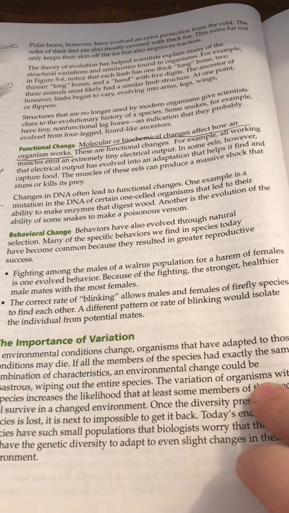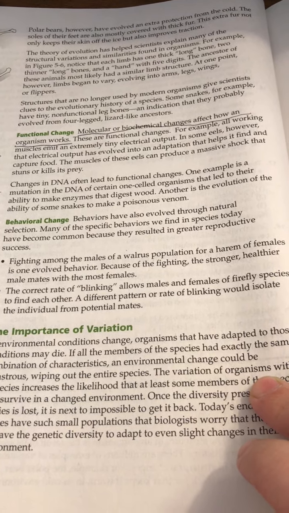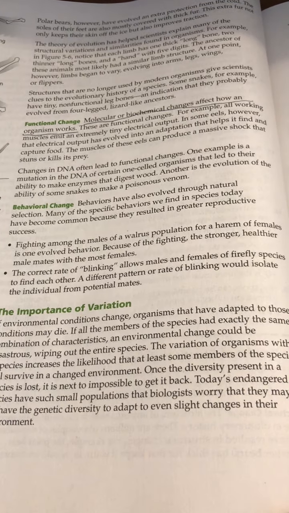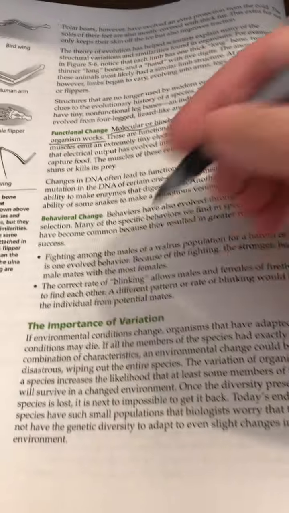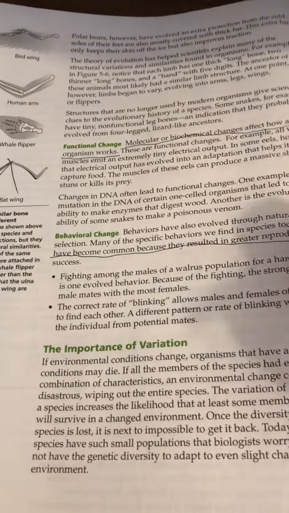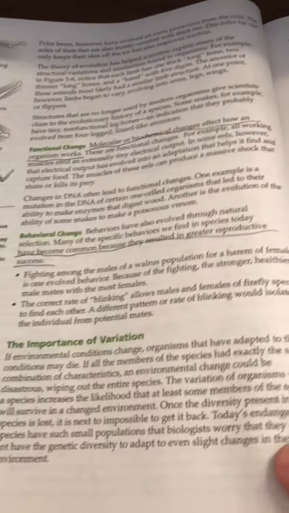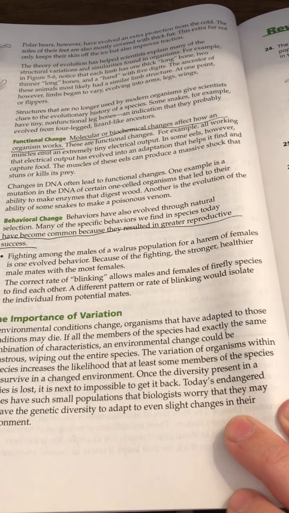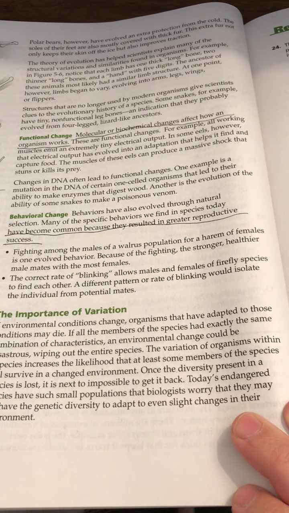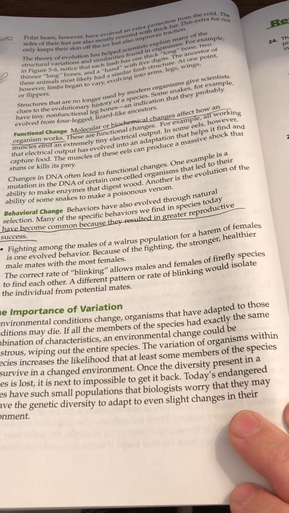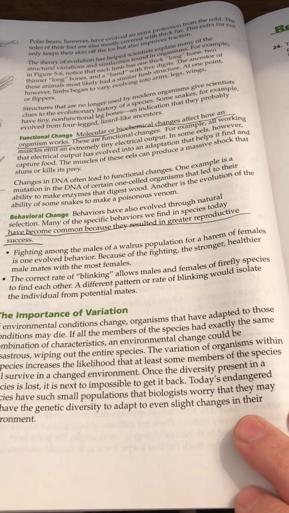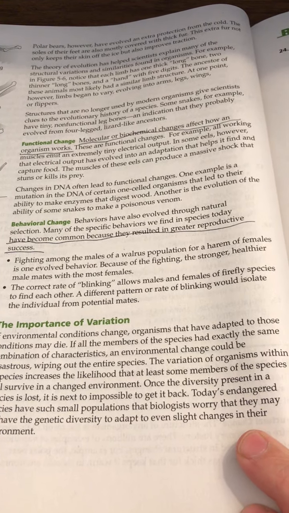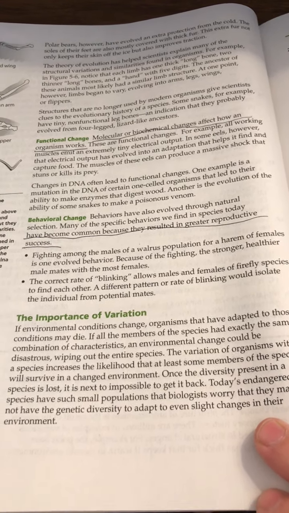Behavioral change. Behaviors have also evolved through natural selection. Many of the specific behaviors we find in species today have become common because they resulted in greater reproductive success. I'm going to underline that. Fighting among the males of walrus population for a harem of females is one evolved behavior. Because of the fighting, the stronger, healthier male mates with the most females. The correct rate of blinking allows males and females of firefly species to find each other. A different pattern or rate of blinking would isolate the individual from potential mates.